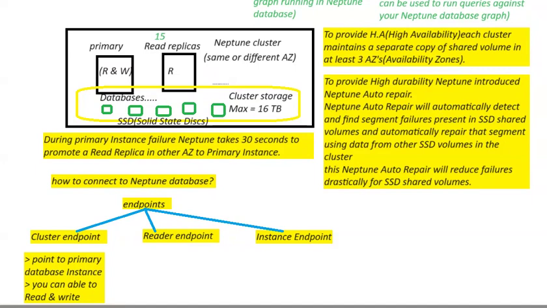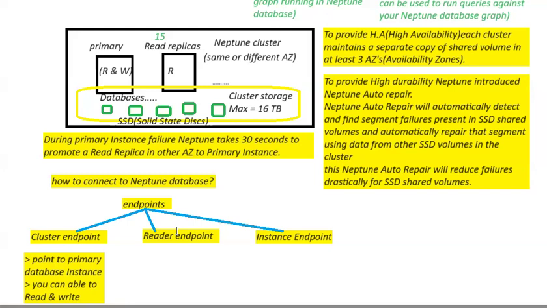Now let's talk about the reader endpoint. This reader endpoint provides a connection that load balances across all your read replicas in the Neptune DB cluster. When you connect to a reader endpoint, Neptune automatically routes the connection request to one of the read replicas. This can help you balance the read workloads across multiple read replicas and improve read performance.